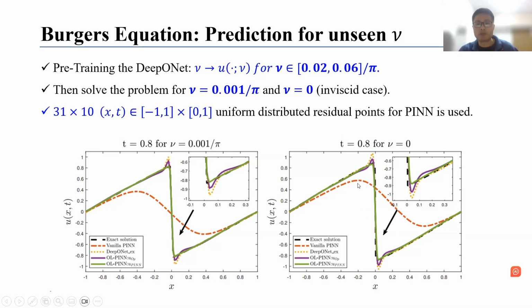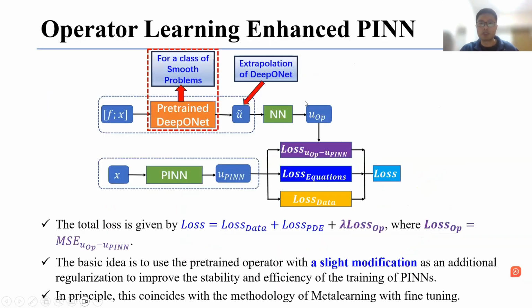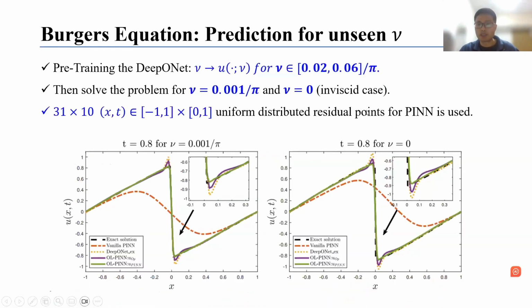The latter one is the original PINN. If you use a small number of latitude points, the solution here is wrong. This yellow one is the extrapolation of the DeepONet, and this one is the output of the operator. And this green one is the output of PINN. Here we can see this solution is very good. Also there's some exciting result here: we don't have oscillation. I don't know why there's no oscillation here, but this is a good result.